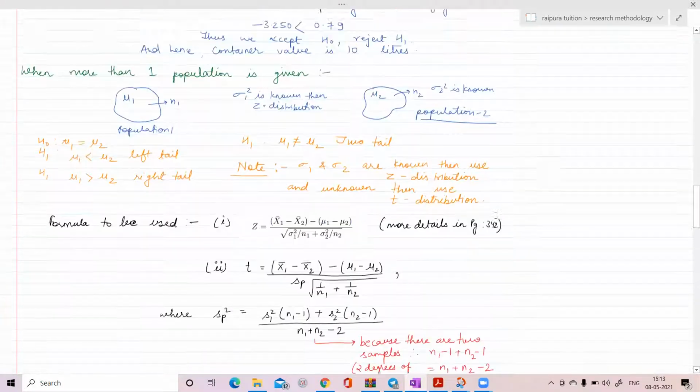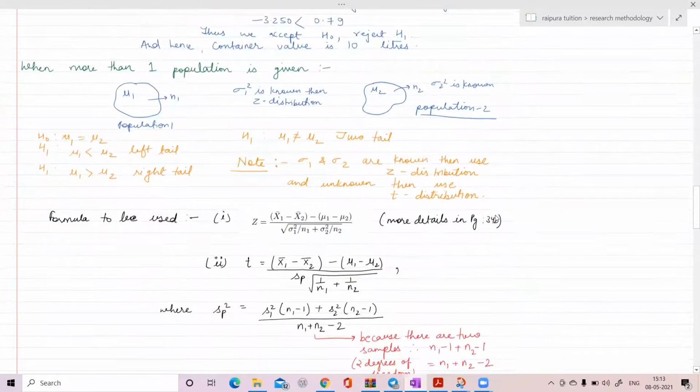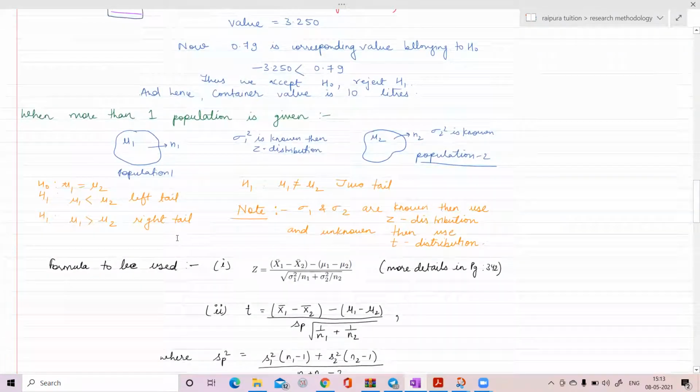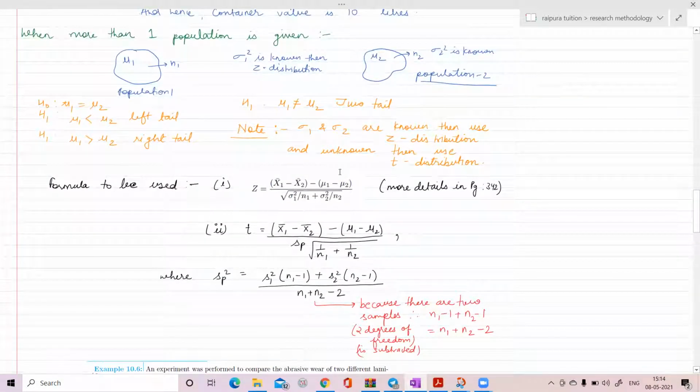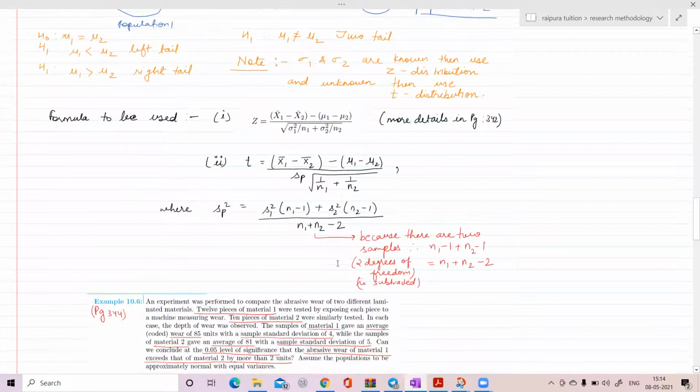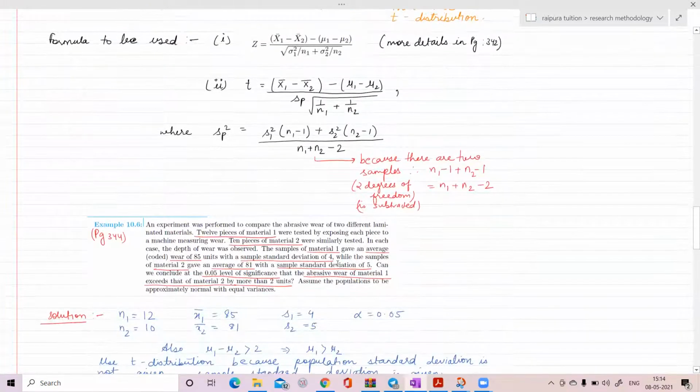Now, if more than one population is given, then these are the algebraic representations which will be used. And here also the same thing: if sigma 1 and sigma 2 are known, then we will be using the Z distribution. And if they are unknown, then we will be using the T distribution. And these are the corresponding formulas which will be used for the Z distribution and T distribution.